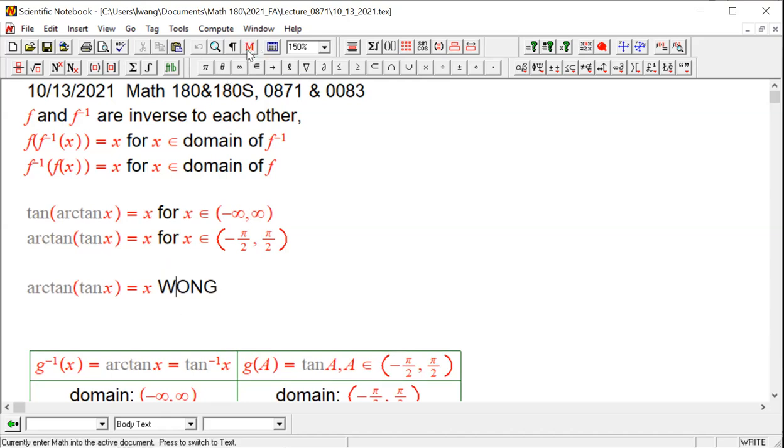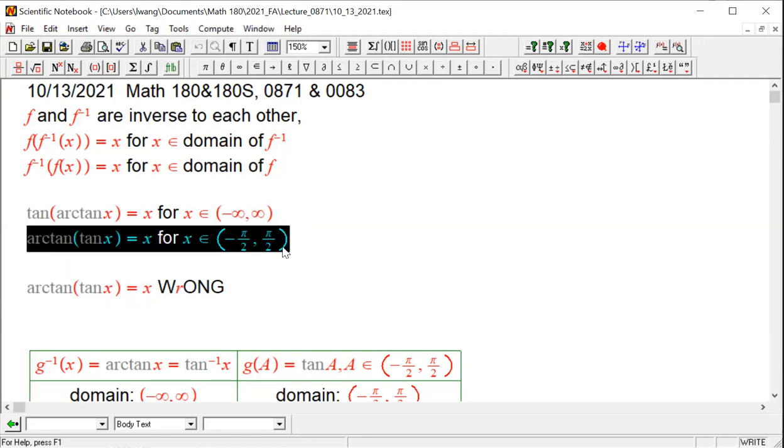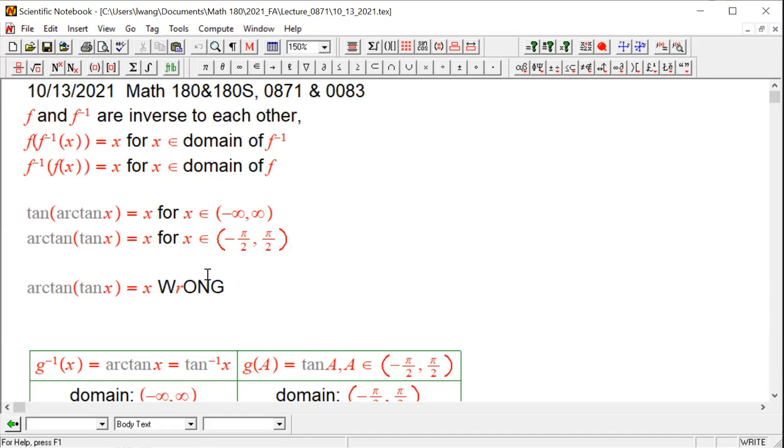Right? How is it wrong? Because this is not always true. It is true conditionally. What is the condition? When X is between negative pi over 2 to pi over 2, exclusive. You follow me? So this statement is wrong and this statement is true. Do you follow me, you guys?